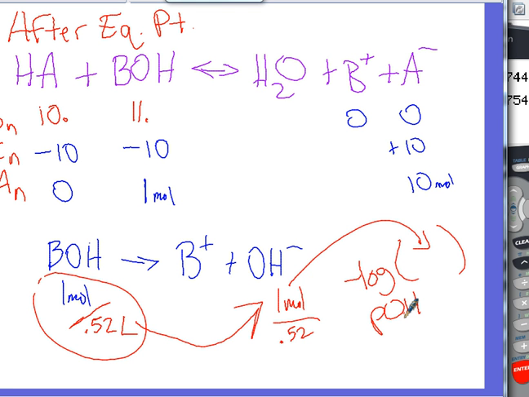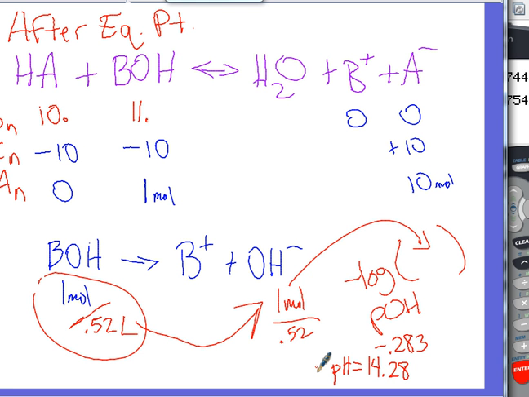So I'm taking this, which when simplified down is 1.92, and then I took the negative log of that, and I got negative 0.283. Holy cow. This is a pOH. So the pH would be 14.28. Because you do 14 minus a negative and you get, this is a really high pH.